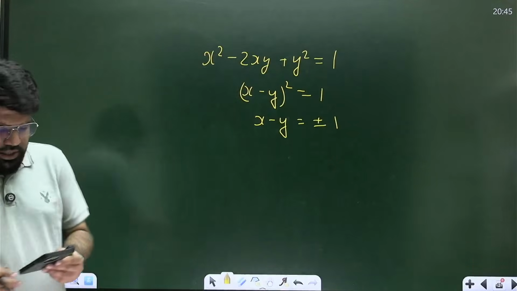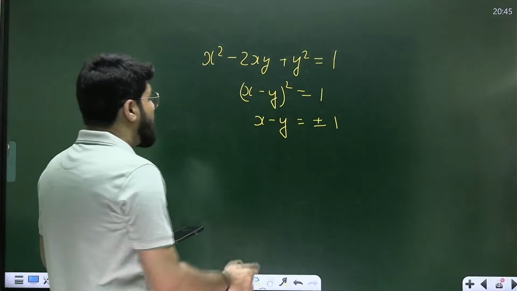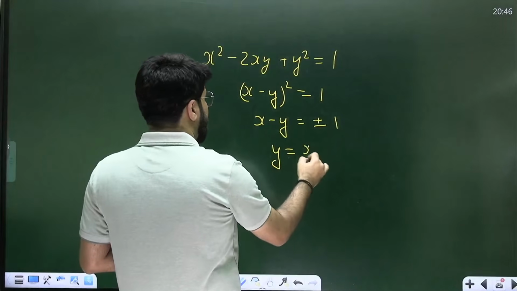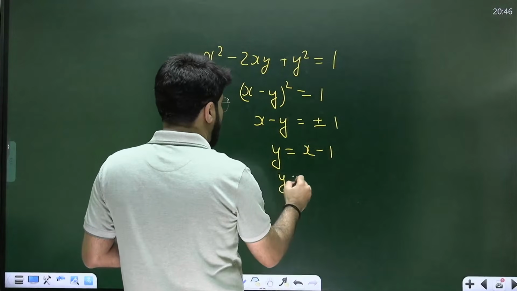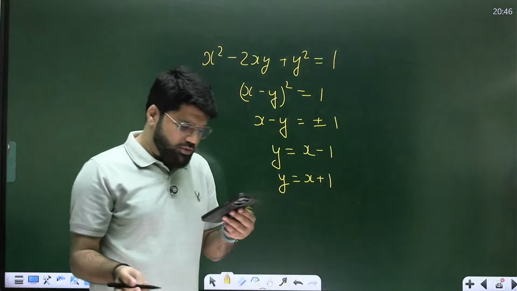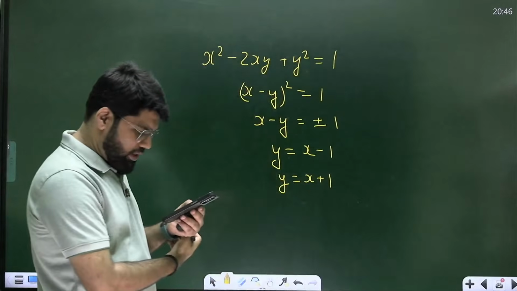Okay, what is the relation between x and y? It is simply plus minus 1. Now if x minus y is plus minus 1, what about y? There are two cases. If this was plus 1, y is x minus 1, or y equals x plus 1. Okay, x minus 1, x plus 1. How simple it is. Then it can be an MSQ.